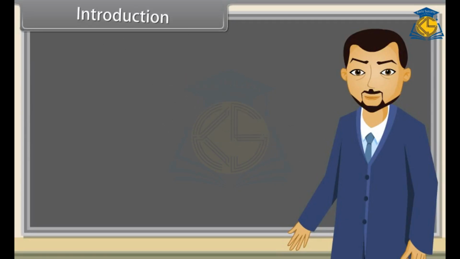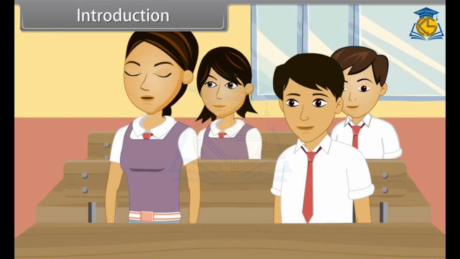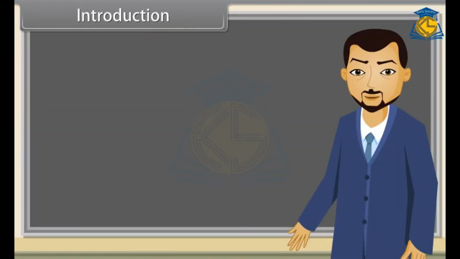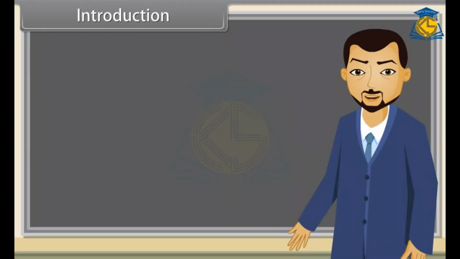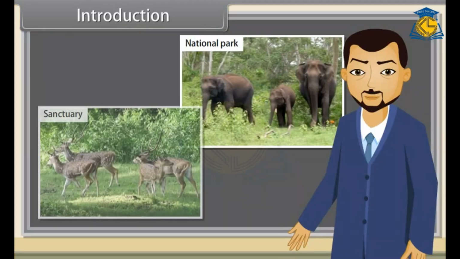Introduction. Today we will learn biodiversity and conservation. Can anybody tell me what biodiversity is? Sir, biodiversity refers to the varieties of animals found in a particular area. Very good, Divya. How will we conserve the biodiversity? We conserve the biodiversity with the help of national parks, sanctuaries, etc. In this lesson, you will learn biodiversity and its conservation.